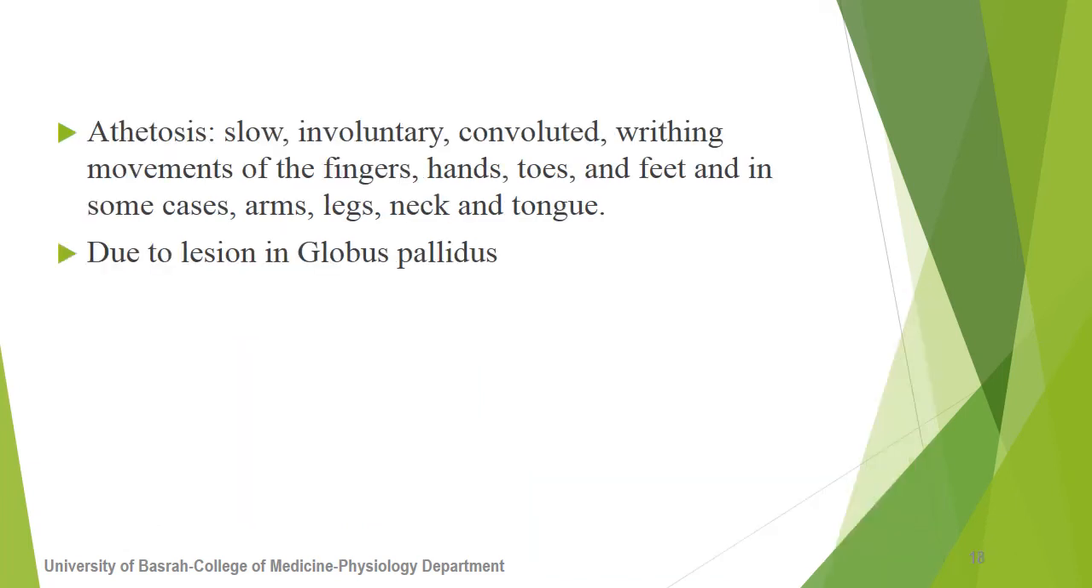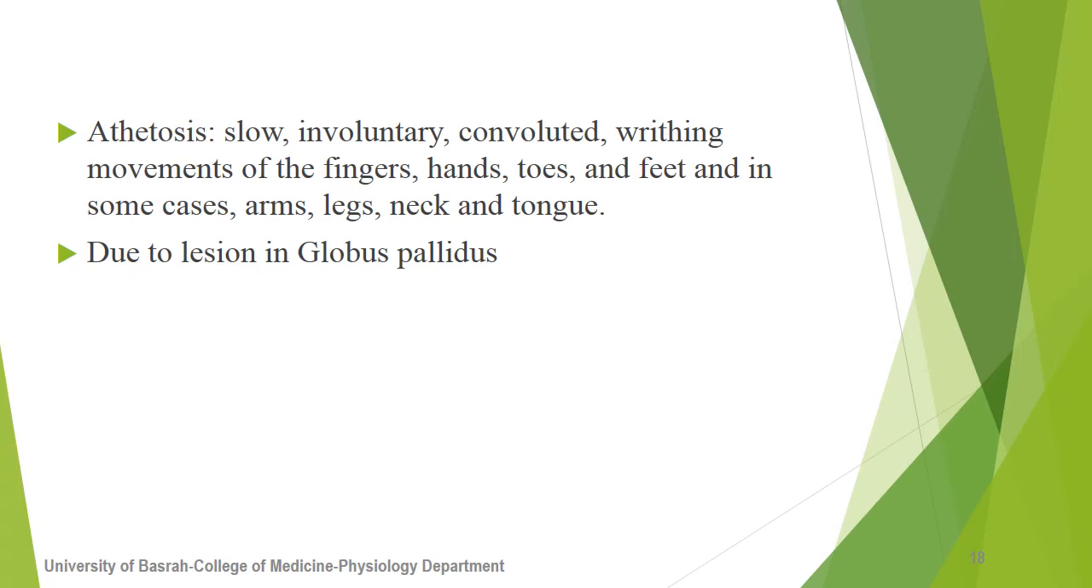Another movement is called athetosis. Athetosis is different from chorea. First, athetosis occurs because of damage to the globus pallidus nucleus. It is slow, not rapid. It is also involuntary, not under the control of the patient. It is convoluted, writhing, like a wave, with curving. Usually it occurs in distal parts, in the fingers and hands, and it can occur in the toes and feet, and even in the arms, legs, neck and tongue. So any distal part can have athetosis.